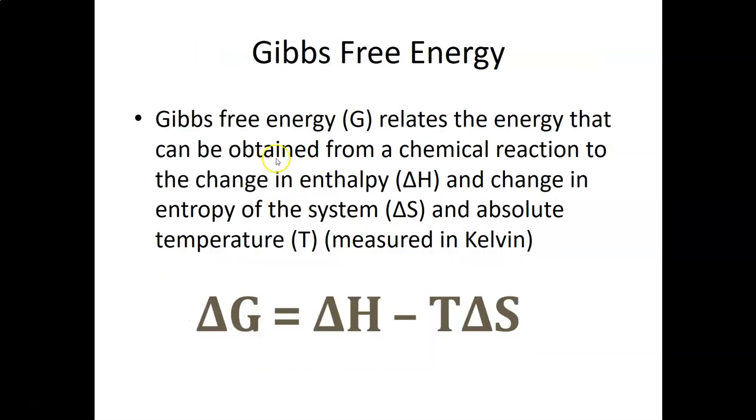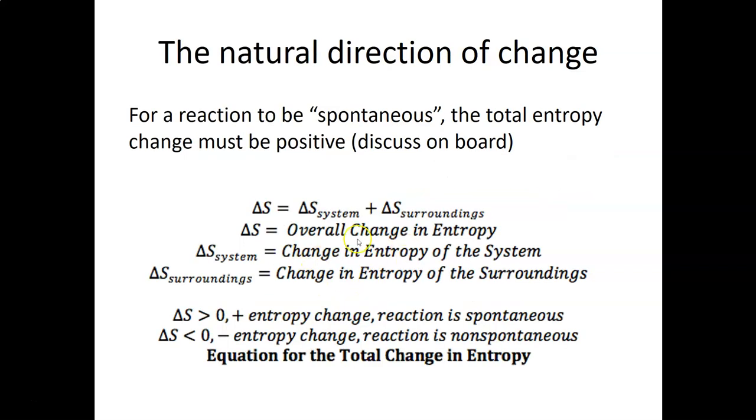Here's a kind of definition for you: this is the Gibbs free energy, which relates the energy that can be obtained from a chemical reaction to the enthalpy change, which relates to the entropy of the surroundings, delta S surroundings, and delta S of the system, which is what you learned to calculate before, and absolute temperature, which is measured in Kelvin. This is the equation that you're going to have to learn to use, which really is just a derivation of what I was just talking about. So you need to be aware of this.